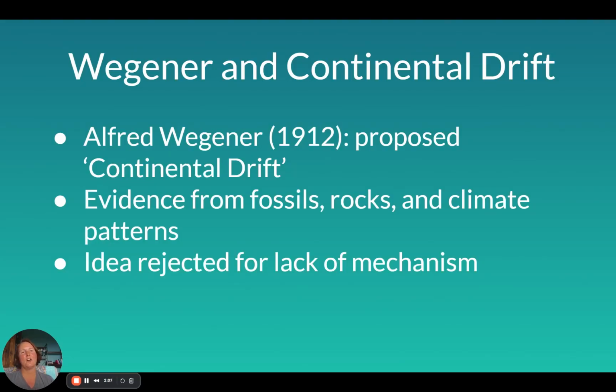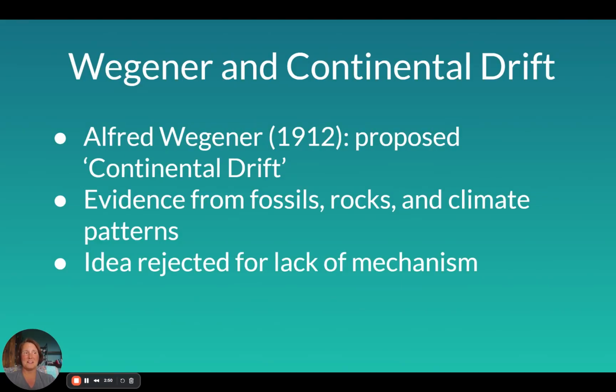So Wegener and his continental drift theory. Alfred Wegener, around 1912, proposed that the continents drift. He saw a lot of evidence that we'll go through, from fossils, climate patterns, rocks, and glaciers, and it was an idea that was rejected at the time because nobody could see a way, in the early 1900s, for this to happen. How could entire continents push through solid rock? That doesn't make any sense at the time. We did not understand what the earth and the core were made of. We didn't understand all the mechanisms that we do now.